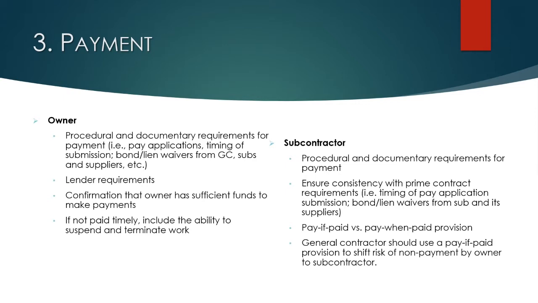Another item in the prime contract to give some consideration to is a statement requiring the owner to provide confirmation periodically during the course of the project that it has sufficient funds to make payments to you. Not just a provision that requires them to provide that information at the beginning of the project, but periodically during the course of the project, so you know that there are sufficient funds to get you paid. As the general contractor in the prime contract scenario, if you aren't paid timely, then there needs to be a provision in the contract that allows you to suspend and/or terminate work on the project.